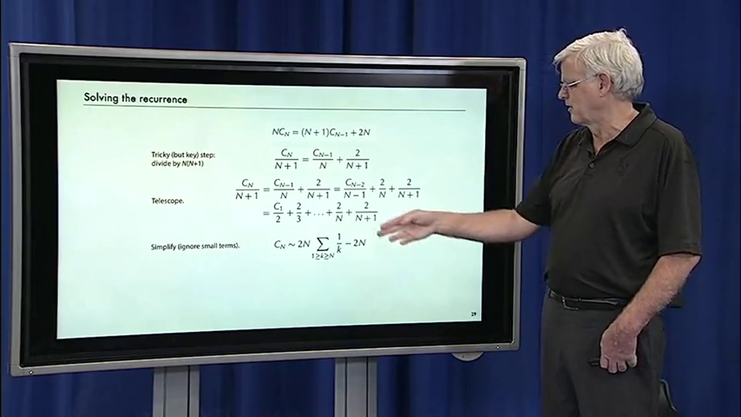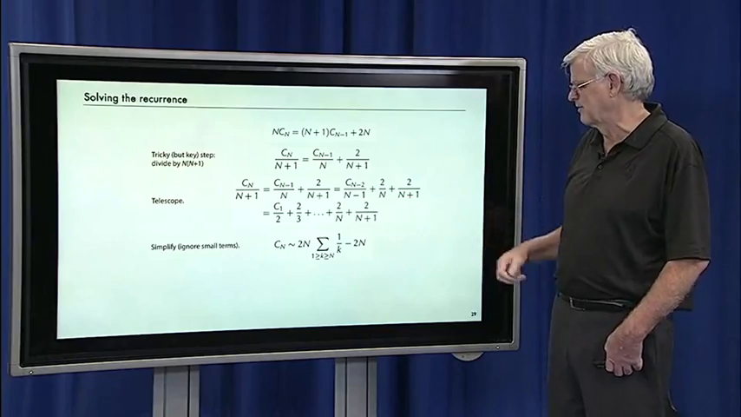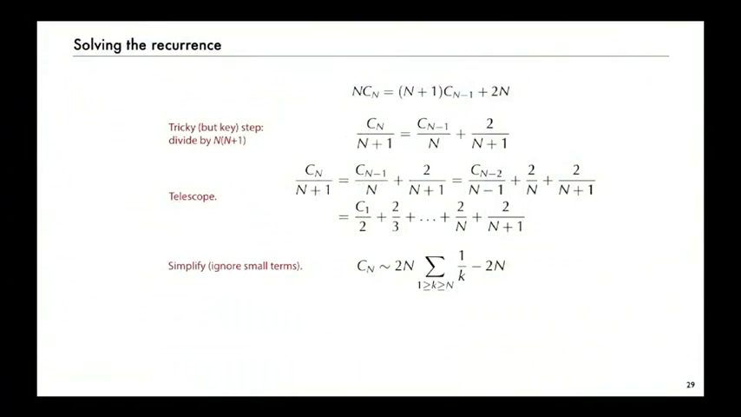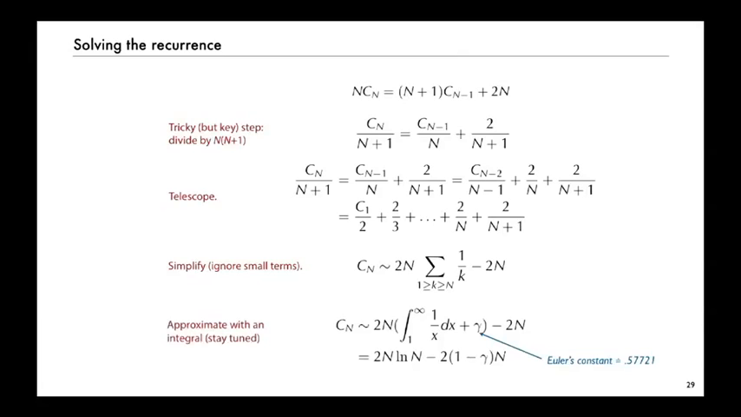The simple version of this solution, with a small constant term left out, is that C_n is tilde 2n times the sum from k equals 1 to n of 1 over k, minus 2n. That's just running that out, multiplying by n plus 1, and doing the sum. That's a simple version with no unknowns on the right. Now this looks more complicated than what we started with because it's got a sum back in there. So what do we do about that?